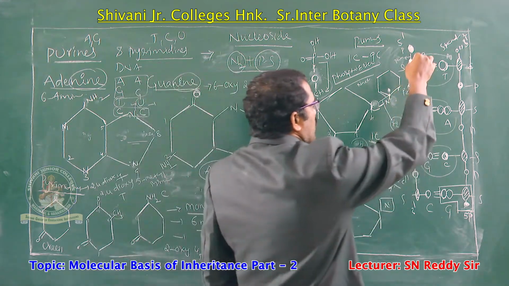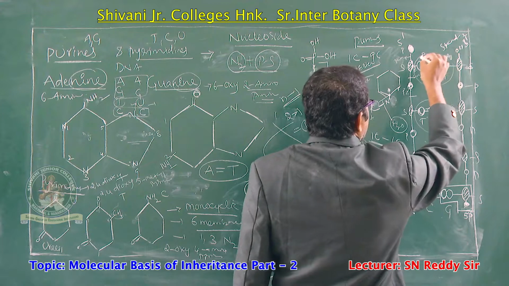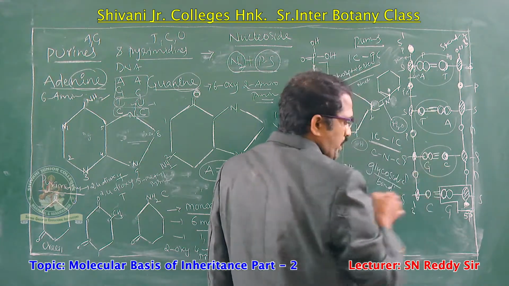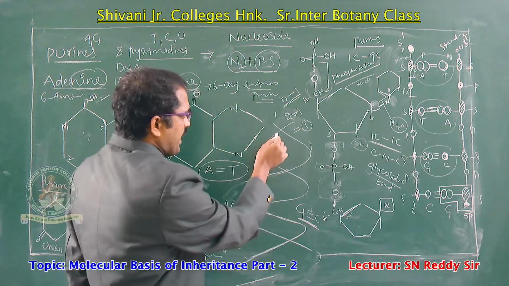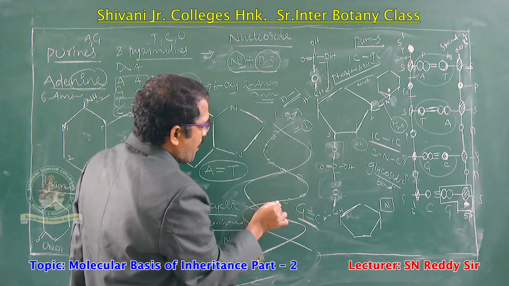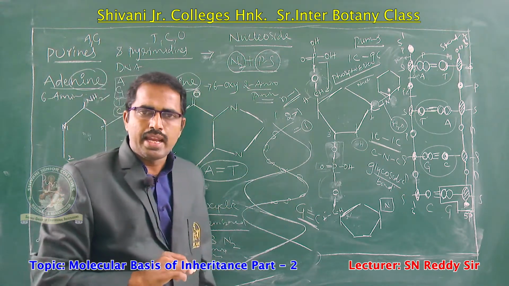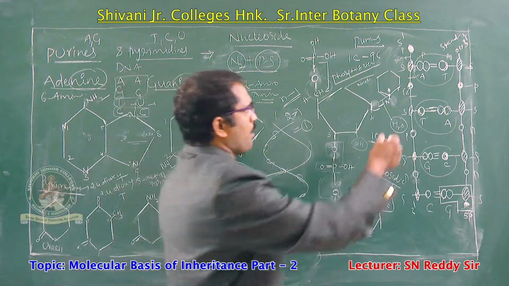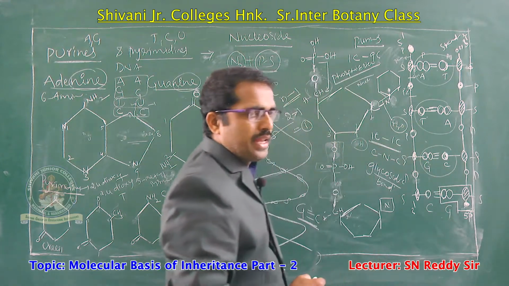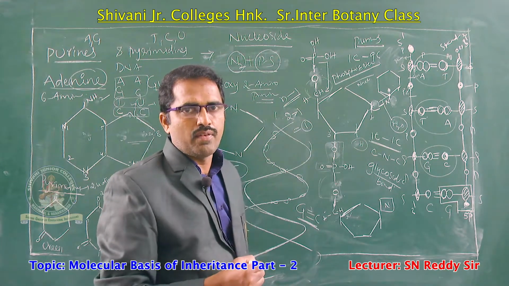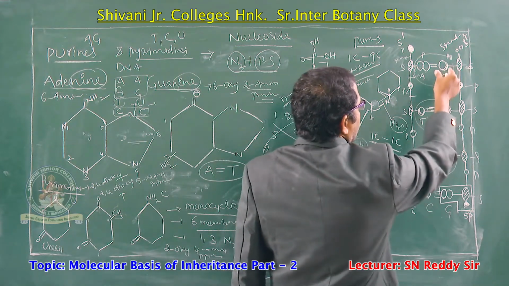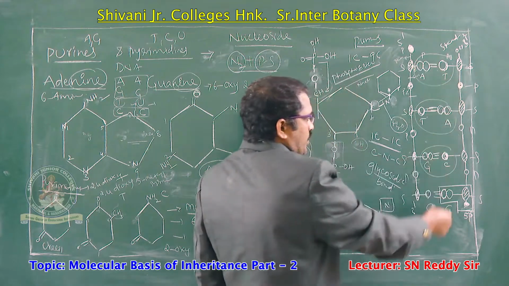If these two strands are arranged like this, sugar phosphate, sugar phosphate, sugar phosphate, that means in the DNA strand, this sugar phosphate makes a backbone to the DNA. This sugar and phosphate act as a backbone to the DNA. In the case of DNA, this sugar phosphate makes a backbone and the nitrogen bases are projected inside.